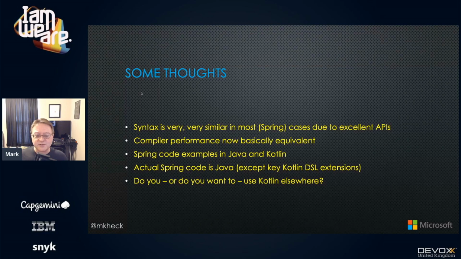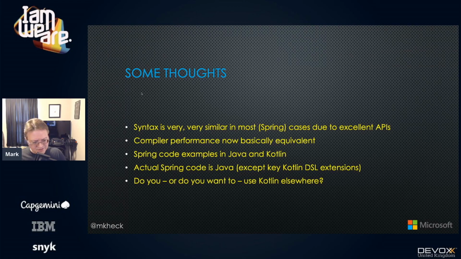There are Spring code examples throughout the Spring projects in both Java and Kotlin, so that's not really a barrier. The actual Spring code is Java, except for a few key Kotlin DSL extension functions. But if you're looking to be as close to the metal as possible, as close to the framework and project code like Spring Data and Reactor and what have you, you're going to probably want to use Java. But again, that's not really much of an impedance mismatch. In fact, it's zero impedance mismatch because the two work together and interoperate so well together, Kotlin and Java.